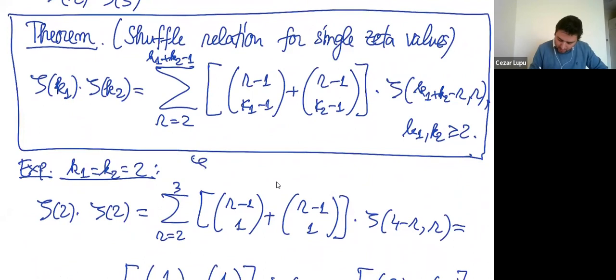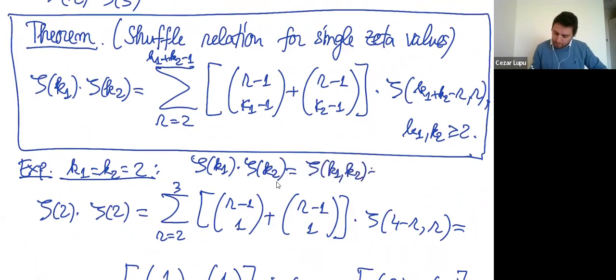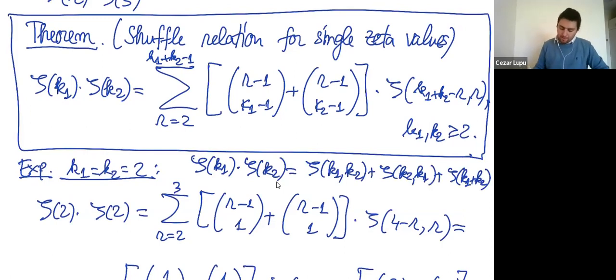Maybe I should write it here. Zeta of k1, k2, and zeta of k2. This is zeta of k1, k2, plus zeta of k2, k1, plus zeta of k1 plus k2. So this was the stuffle relation, right? So this is the stuffle.